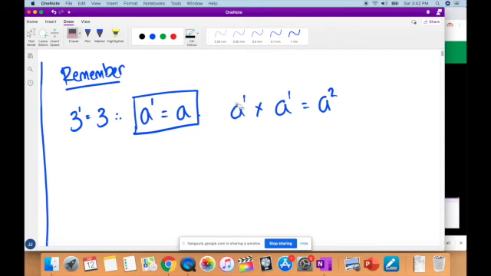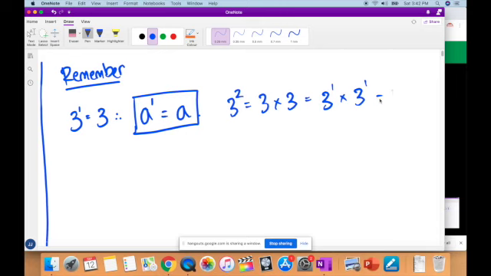The fact that we have this: a squared is a times a. We know a squared is a times a. So we know that 3 squared is 3 times 3, which is really 3 to the power of 1 multiplied by 3 to the power of 1, which is really 3 to the power of 1 plus 1. Caitlin, you okay so far? You lost yet? Not yet.